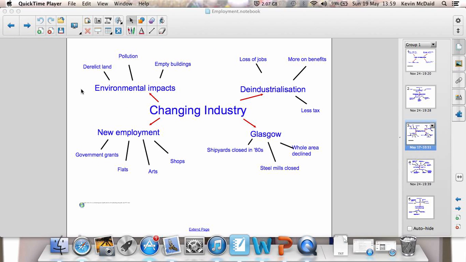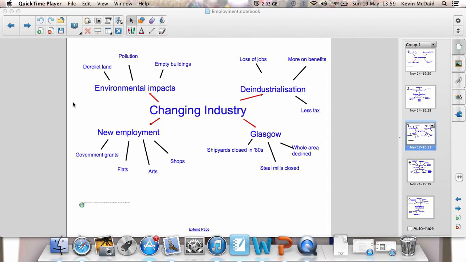So how does industry change? Industry changes through processes such as deindustrialization. This is what's happened over the last 30 years in Britain, for instance. Industry closes. Factories close. Less people do primary industry, primary jobs. That's called deindustrialization. Causes a lot of problems. People lose their jobs, less tax is paid, more people are on benefits, so it's expensive for the government.